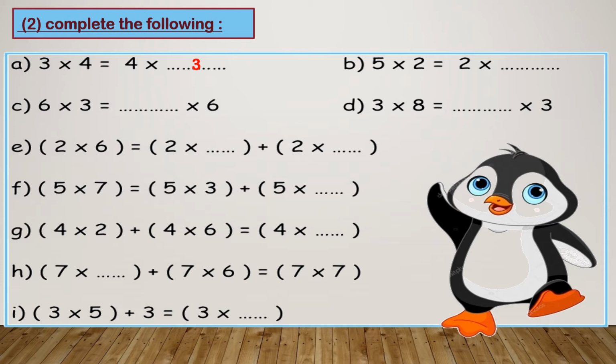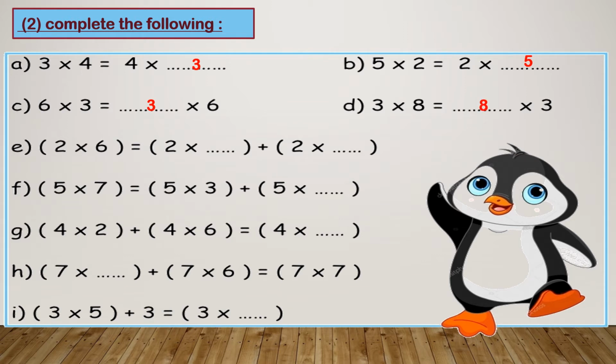It means if I have the first number by the second number, it will give you the same result if you put the second number in the first place. So I have here 5 by 2, it will be the same as 2 by 5. And 6 by 3 will be the same as 3 by 6. 3 by 8 is 8 by 3.